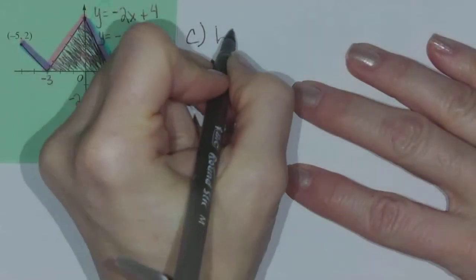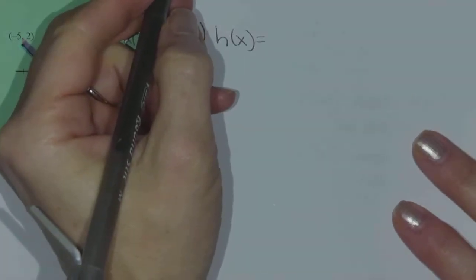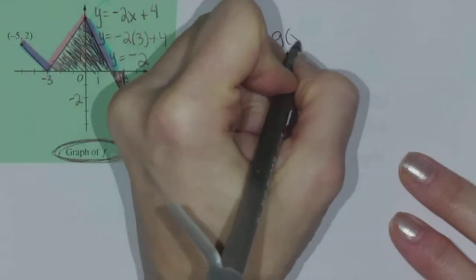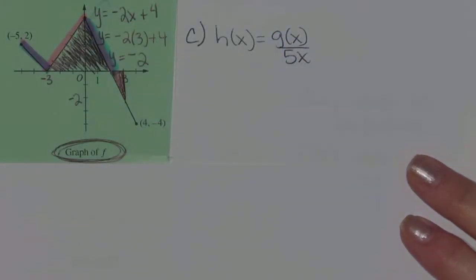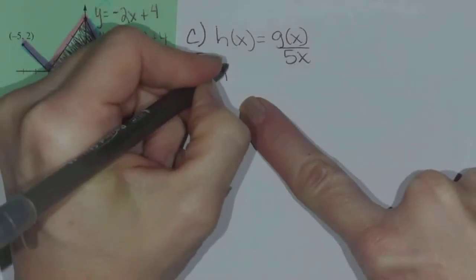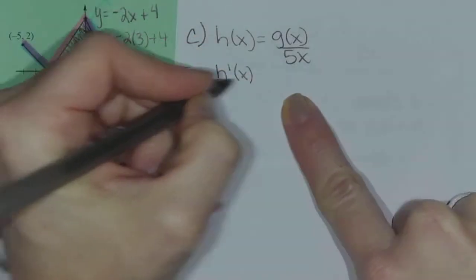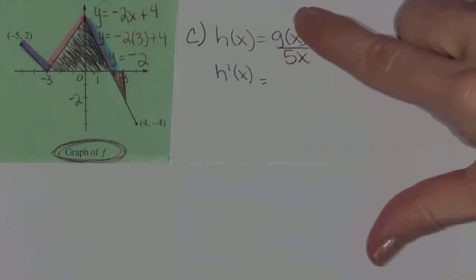Part C says, the function h is defined by h of x equals g of x divided by 5x, and they want us to find h prime of 3. Well, we can't find h prime of 3 until we find h prime of x. So in order to find the derivative of h, we're going to have to utilize the quotient rule because we have a quotient.